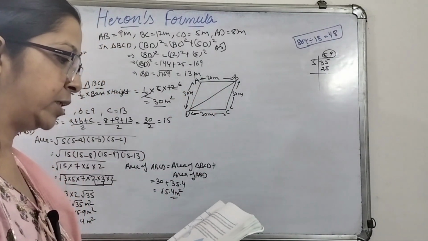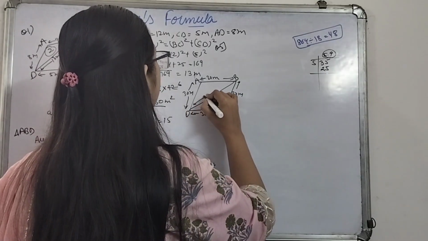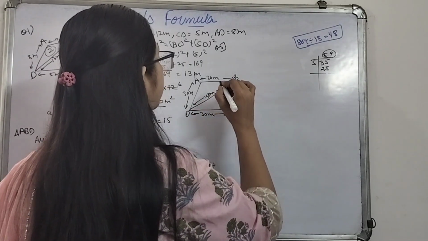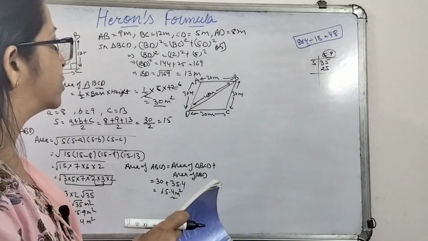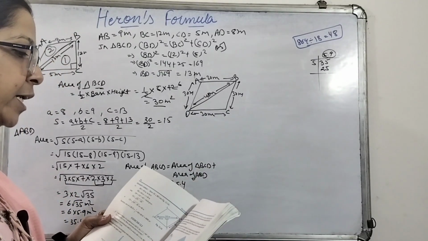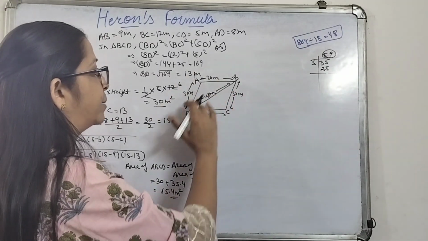All the sides will be of 30 meter, and the diagonal is your 48 meter. This is your 48 meter, and it is sufficient for 18 cows to graze. So how much area each of the cow will be getting? So we have to find the area of this rhombus ABCD.